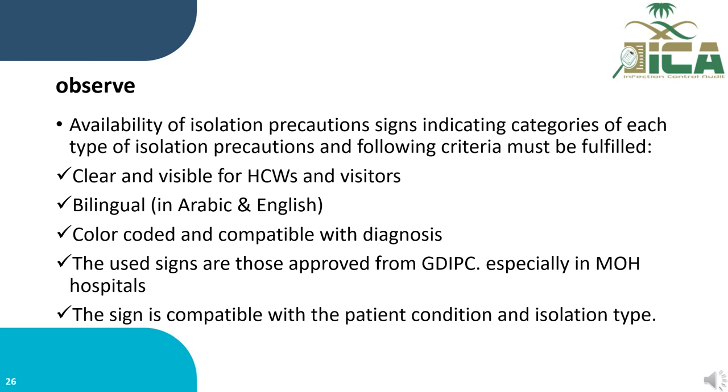It is preferable to use the MOH approved isolation sign, especially for the MOH hospitals. The sign must be compatible with the patient condition and isolation type. You can check if they have any patient under isolation precaution. You can check the sign outside the room and compare the diagnosis and transmission mode of the patient with the signs outside the room. Also, we want to mention that the isolation sign must be posted only if the room or the cubicle is occupied by a patient requiring isolation.